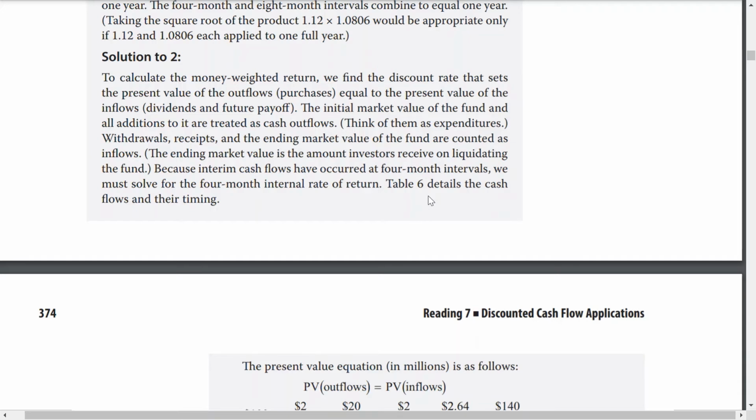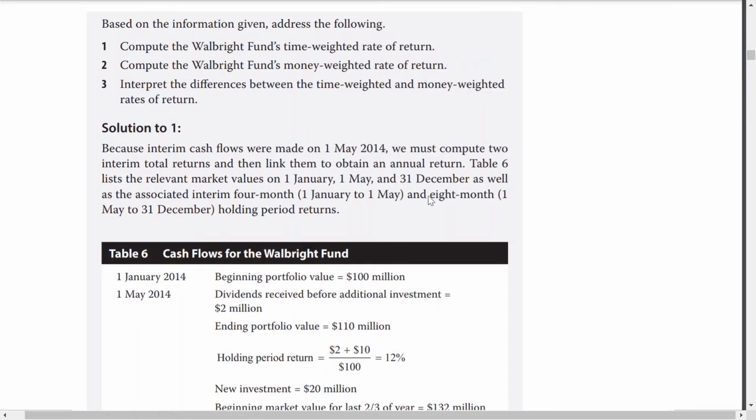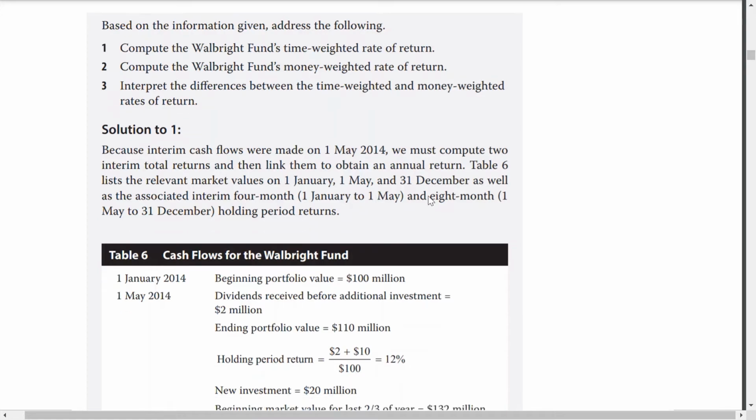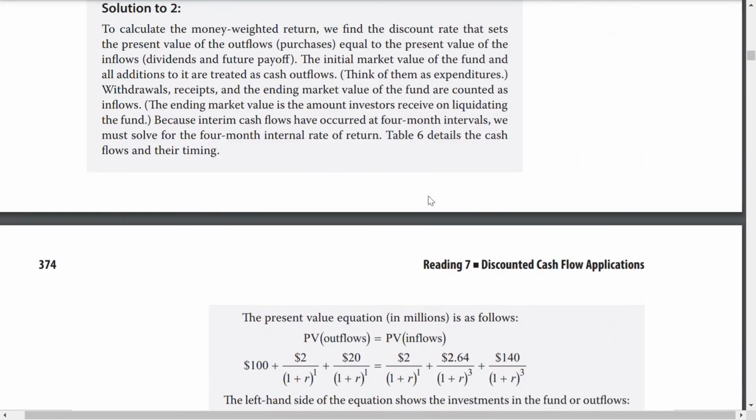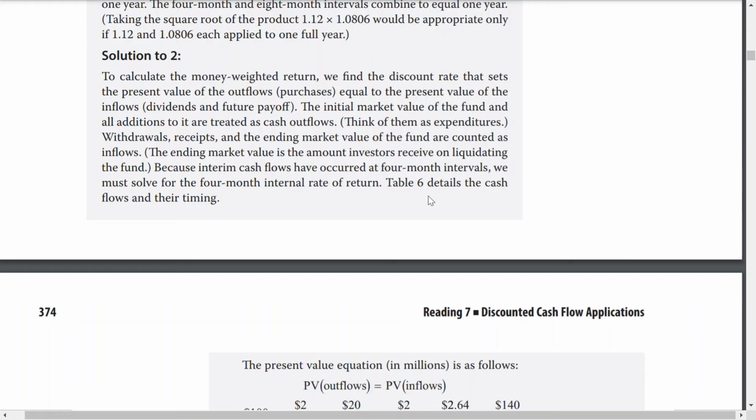Solution to 2. So what was 2 asking? 2 was asking to compute the Walbrecht Fund's money-weighted return. So the first one is time-weighted, the second one is money-weighted. Okay. To calculate the money-weighted return, we find a discount rate that sets the present value of the outflows, or the purchases, equal to the present value of the inflows, or the dividends and future payoffs. The initial market value of the fund and all additions to it are treated as cash flows. Think of them as expenditures. Withdrawals, receipts, and the ending market value of the fund are counted as inflows. The ending market value is the amount investors receive on liquidating the fund.